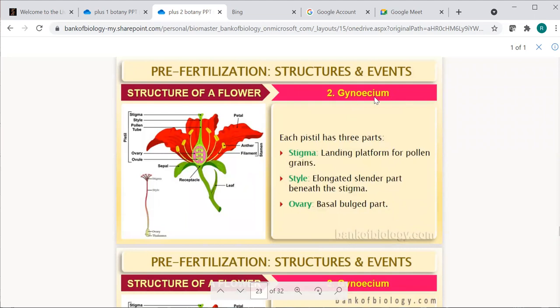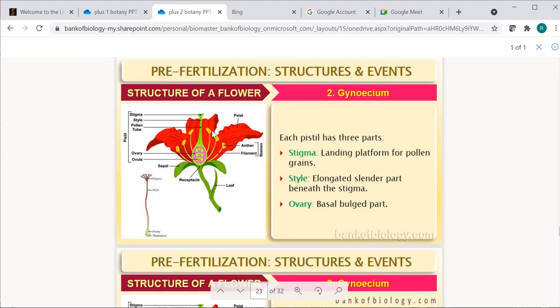So Gynecium, that is the female reproductive part of the flower, isn't it? So it has stigma. Each pistil has 3 parts. This is our flower. The yellow colour that you see is the male reproductive part, or androecium you can call it. It has anther and filament. See the anther, it is bilobed, isn't it?